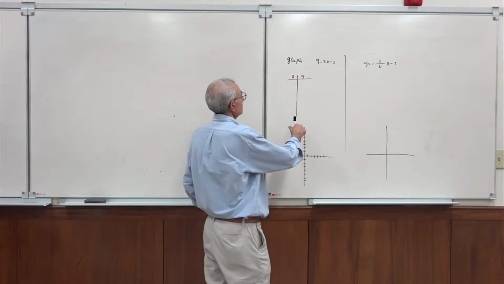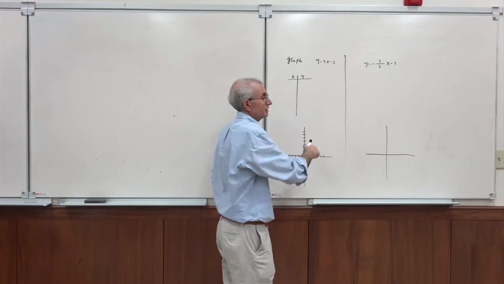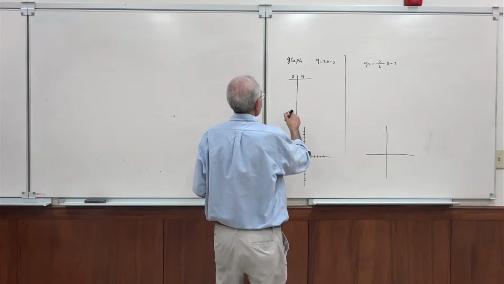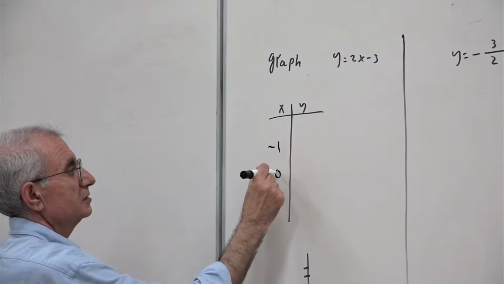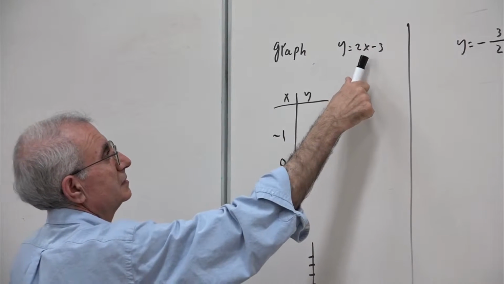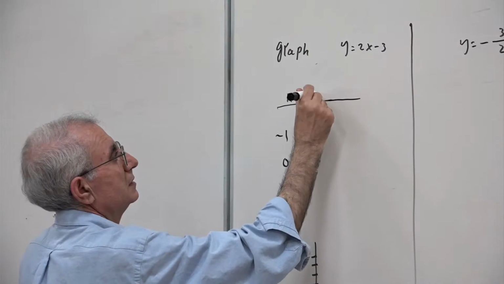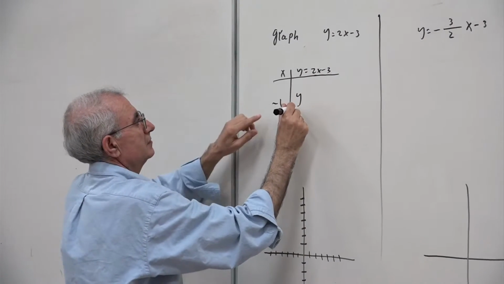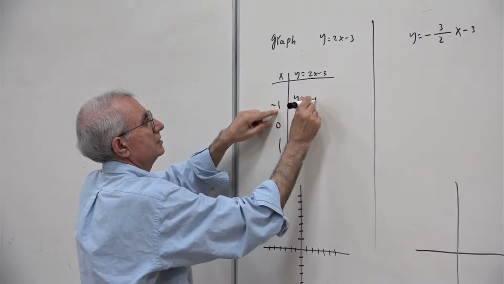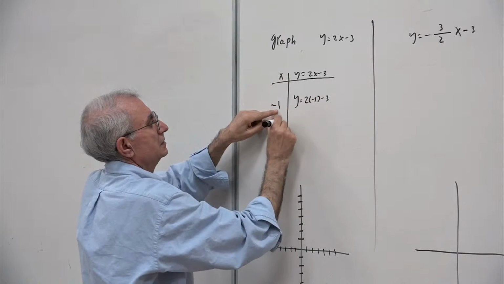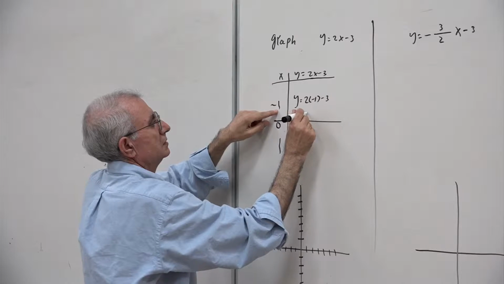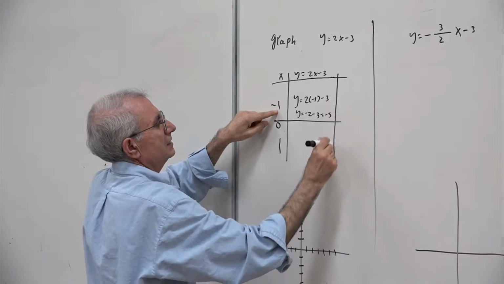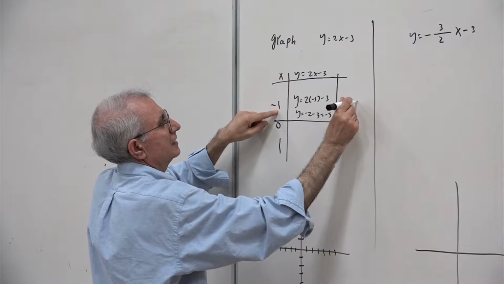So if I don't have a fraction next to the x, for simplicity, I always use negative 1, 0, 1. Of course, you can use any number you want. Replace x with negative 1. Let's say y equals 2x minus 3. So replace the x with negative 1. That will be 2 times negative 1 minus 3, so y equals negative 2 minus 3, which is negative 5. So when x is negative 1, y is negative 5.